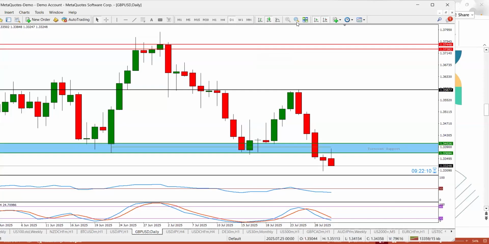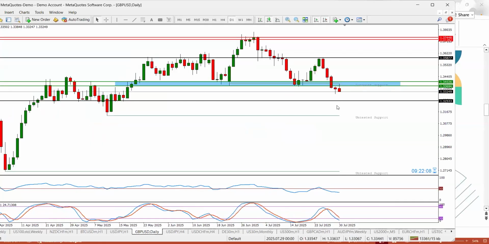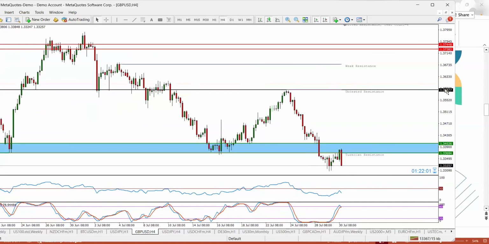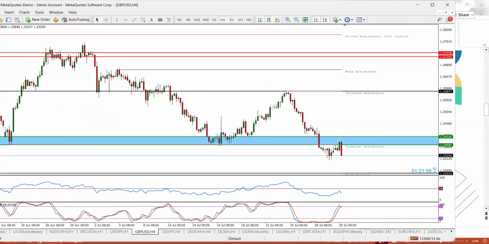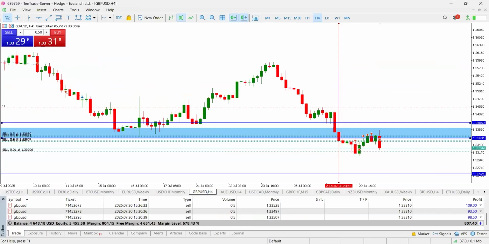Okay. For the daily, we saw something like this on the daily, right? Go to 4 hours. You can see it rejecting already. Like I said, this is GBP USD, right? I'm already on the buy. Okay. 700, nice.